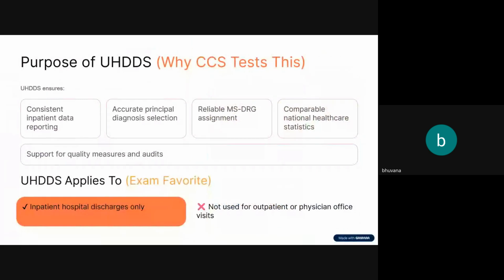Based on that, the purpose, as I told, is consistent inpatient data reporting and accurate principal diagnosis selection. This guideline will ensure accurate principal diagnosis and reliable diagnosis related grouping. Medical severity DRG assignments will be there, indicating a comorbidity condition or a major comorbidity condition. All this will be indicated with the help of UHDDS, along with comparable national health statistics. Based on your discharge summary, they come to a conclusion about what type of patient status there is, which can be tracked with the help of UHDDS.